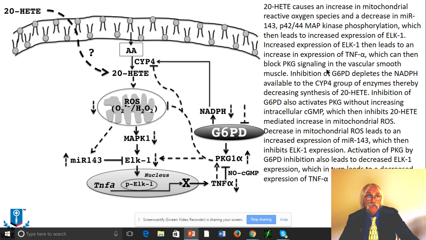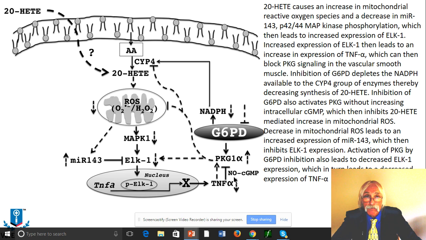Where are we at here? Okay, in the vascular smooth muscle. Now inhibition. Now let's talk about this. If you inhibit this enzyme, which means you're going to decrease the amount of NADPH in the cell. Okay, so here we go. Inhibition of that enzyme, glucose 6-phosphate dehydrogenase, the first reaction of the oxidative phosphate pathway shown. It's going to deplete NADPH available to the CYP4 group of enzymes. Thereby, it's going to decrease the synthesis of 20-HETE. Boom, there. Inhibition of this enzyme also activates the PKG because now it's active because you don't have this TNF-alpha kicking it down.